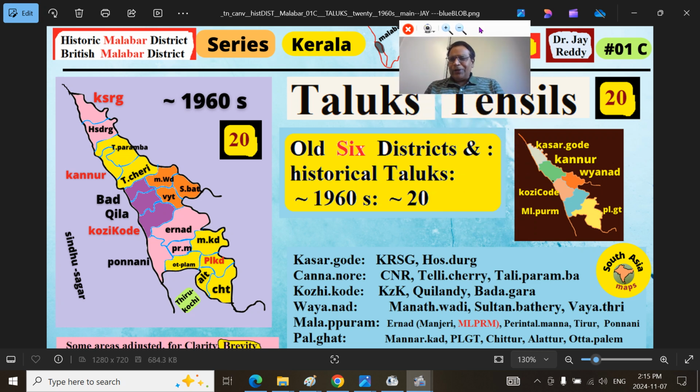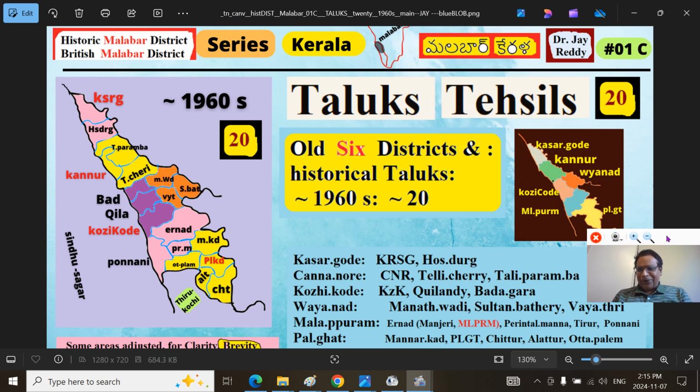Remember, there used to be only one district for nearly 1800 to 1950s. You can say there is Malabar district or British Malabar district or Malabar region. Later, it was organized into essentially currently 6 districts. I will read out these districts: Kasar.Gode and Canna.Nore and Wayanad. Kozhi.Kode is Calicut. Mala.ppuram is the Muslim majority district, formed in 1967 during the administration of Namboodiripad, and Pal.Ghat district.